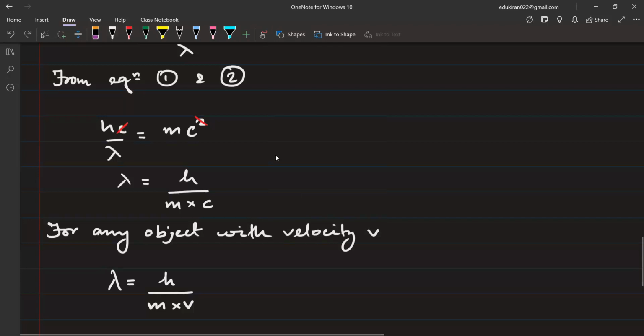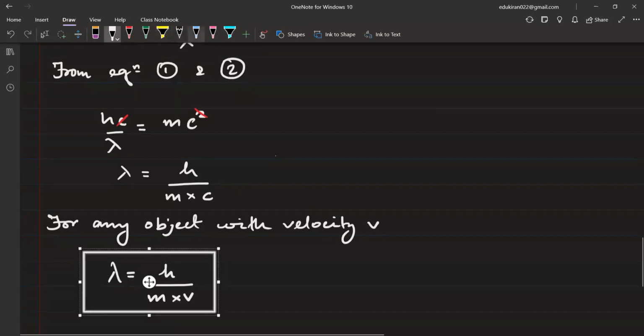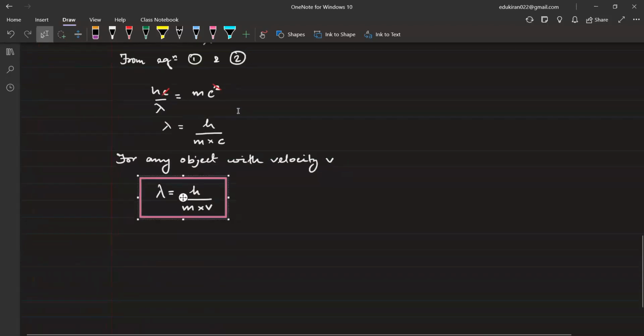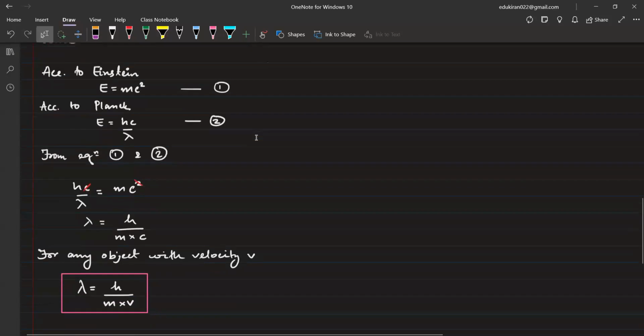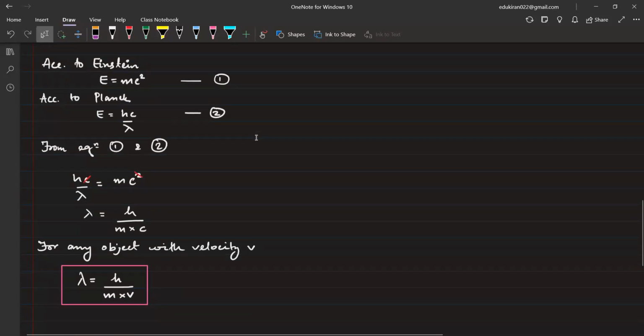Yes or no? Please tell me. Yes, sir. Understood. Please write this down if you have not written this. Above this you have written, no? According to Einstein.